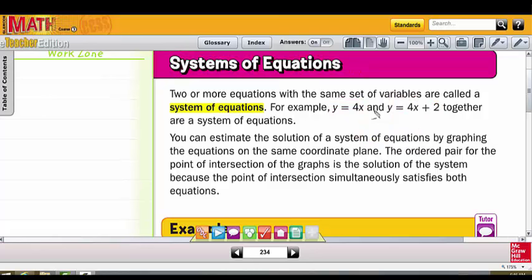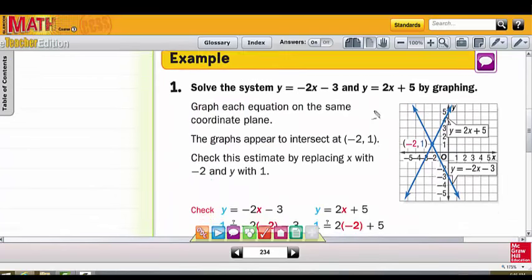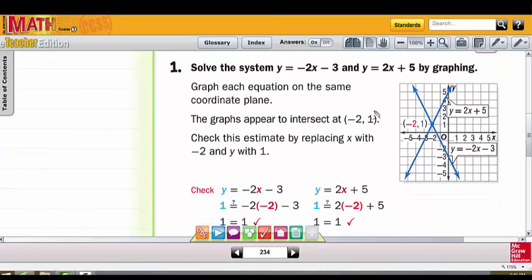So let's move down here and see what that means in a sample problem. In example number 1 here, they are asking you to solve this system of equations. We've got y equals negative 2x minus 3, and y equals 2x plus 5, and they want us to solve it by graphing. So the first thing we're going to do is graph this equation.